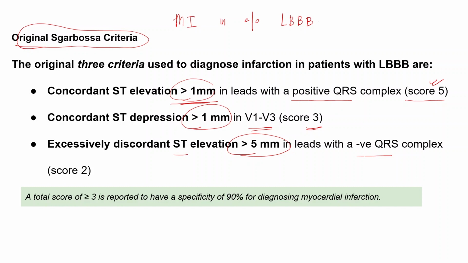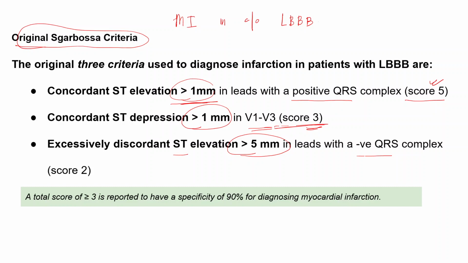And discordant is not a feature of MI. It's discordant, it's not very specific for MI. So here we are looking for concordance. In V1 to V3, if there is ST depression, that is significant. If there is ST elevation, it is not significant. We have to take a higher cutoff. If there is ST depression, that is concordance, so that is more in line with myocardial infarction. So they have given 3 points for that.